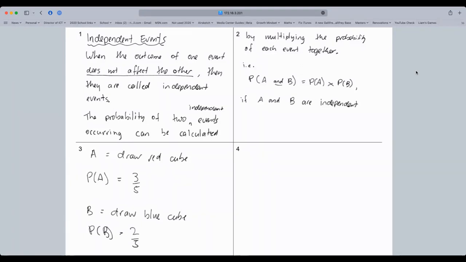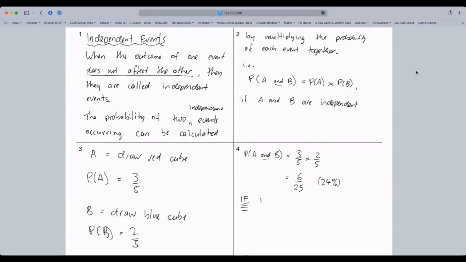So if I want to know the probability of A and B, I would say that's 3 in 5 multiplied by 2 in 5, and this would be, I've drawn a red cube, then I've drawn a blue cube, which is equal to 6 in 25. So there's a 6 in 25 chance, or 24% chance, of drawing a red cube and then a blue cube.